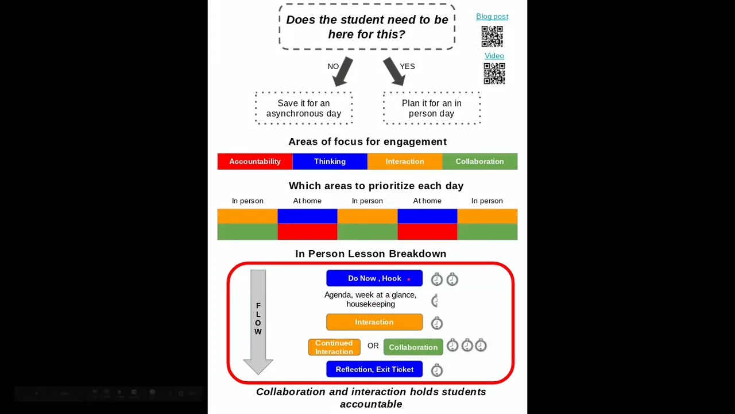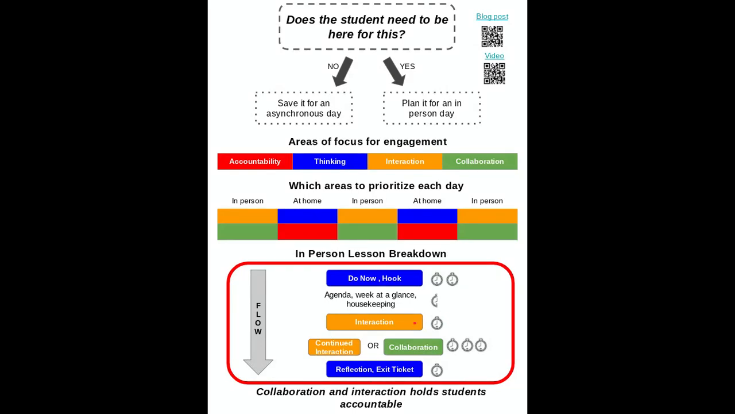And then you want to start with your do now and your hook, which can take anywhere from 5 to 10 minutes. Your agenda, some housekeeping, making sure you're keeping students up to date, should take no more than 2 to 3 minutes. You need some sort of interaction. So before you can really collaborate or continue to interact, you need something to spark that interaction with the content. So that should take about 5 minutes.